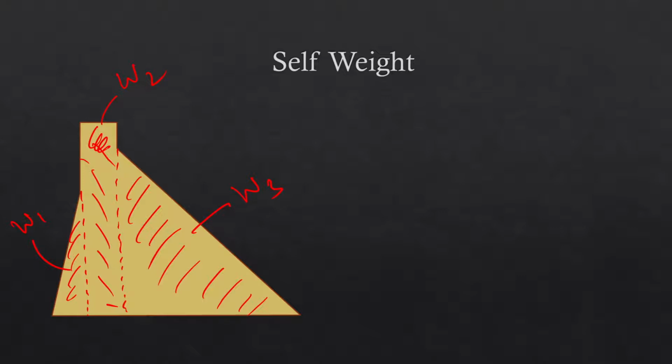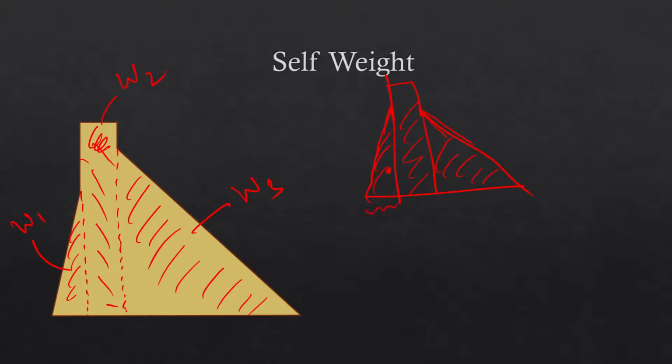Although calculating the total weight is not that difficult, we are dividing it into 3 parts because later on we'll see that it's not just the weight, we'll also have to find out where the weight is acting. That means the center of gravity of this entire dam. For this kind of structure, for this shape, finding out the center of gravity is not that simple. So we'll divide it into these 3 parts, and then finding out the center of gravity is much easier.